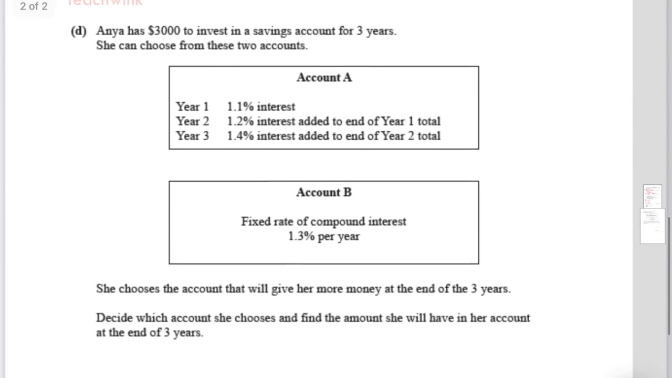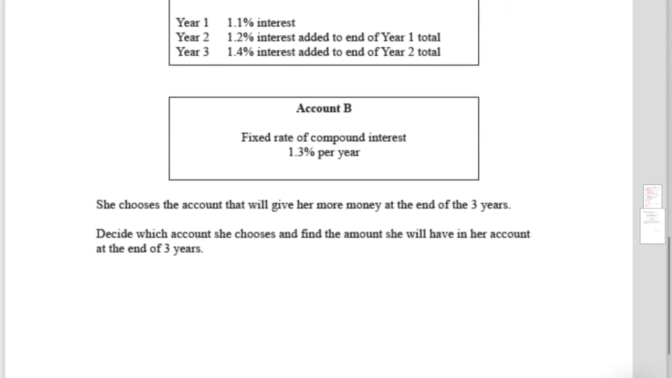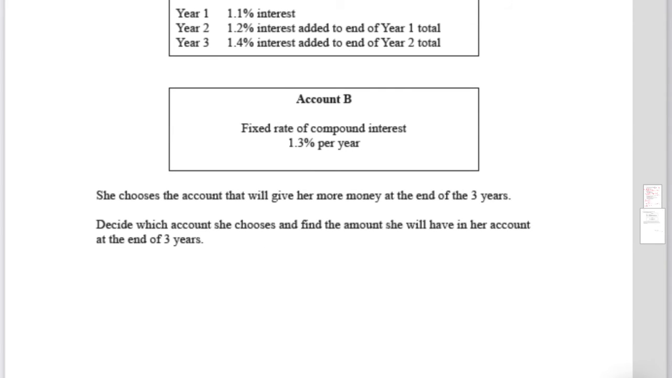The last part of the question says Anya has $3,000 to invest in a savings account for 3 years. She can choose from these two accounts. Account A: year 1, 1.1% interest, year 2, 1.2% interest added to the end of year 1 total, year 3, 1.4% interest added to the end of year 2 total. And then account B, fixed rate of compound interest 1.3%. She chooses the account that will give her more money at the end of 3 years. Decide which account she chooses and find the amount she will have in her account at the end of 3 years.